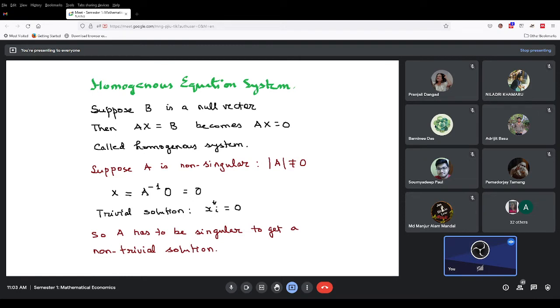I mean, in economics, we want to find out what is production, how many commodities you will consume, what are the inputs that will be used. If the answer is zero, it doesn't really become interesting, right? So we are not interested in trivial solutions. So therefore, in case of a non-homogeneous system, A has to be non-singular. But if we have a homogeneous equation system, then A will have to be singular so that we get a non-trivial solution.